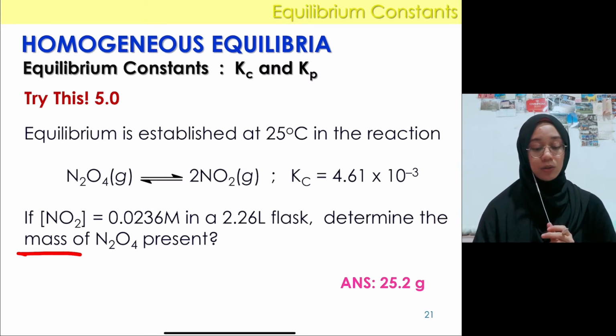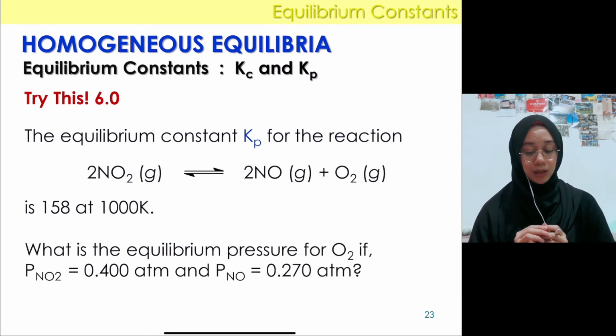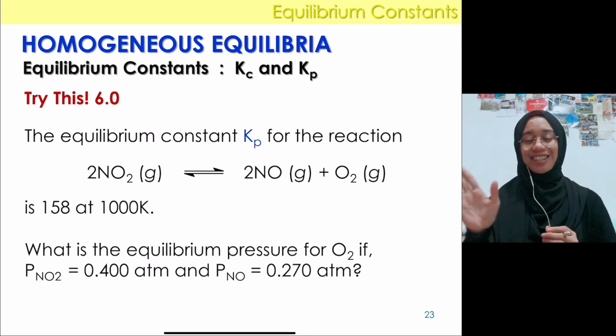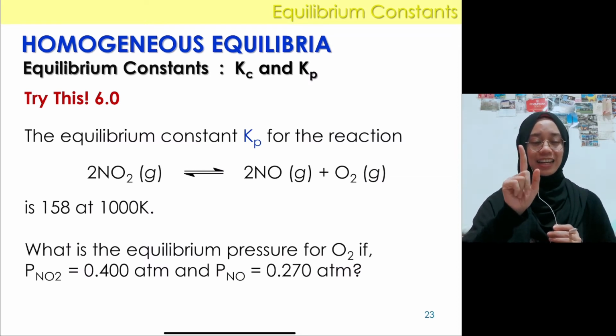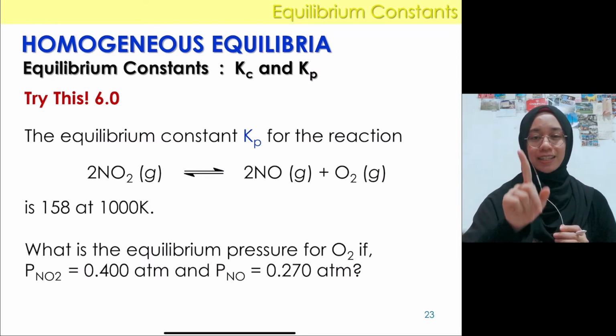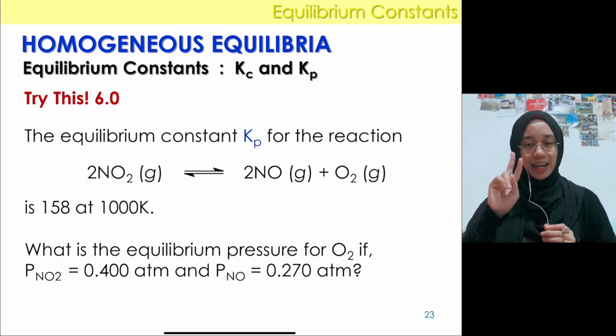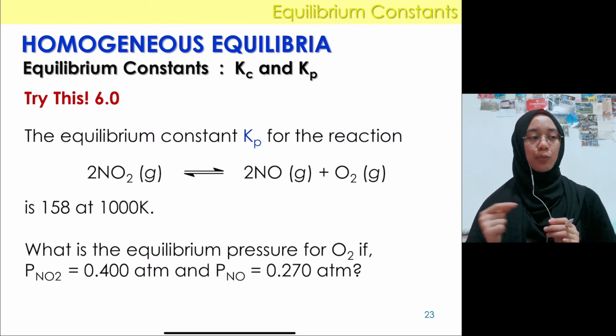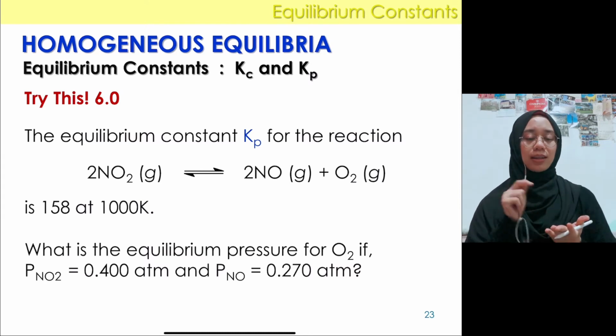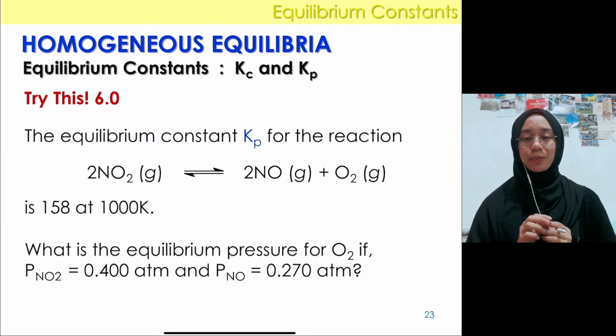Okay, so ini untuk try this 5.0. And then kita ada try this 6.0. Banyak kan? Yes. Okay, tapi jangan risau, semua senang. Dia akan jadi susah kalau KC ataupun KP kamu tersalah tulis. Okay, ataupun kamu tersalah substitute ataupun tersalah tekan calculator. Padahal sebenarnya senang benda ni, jangan risau.